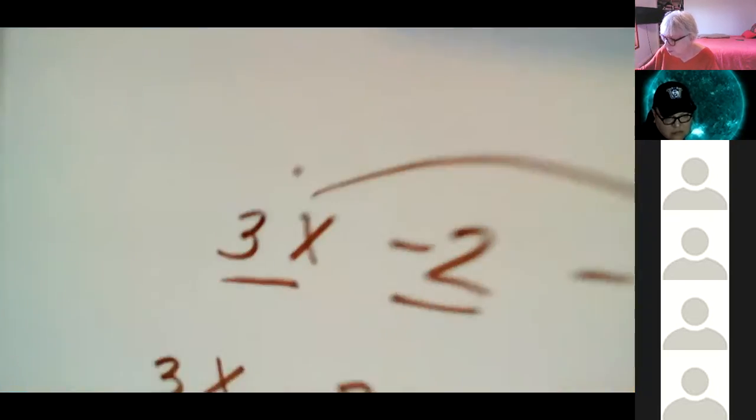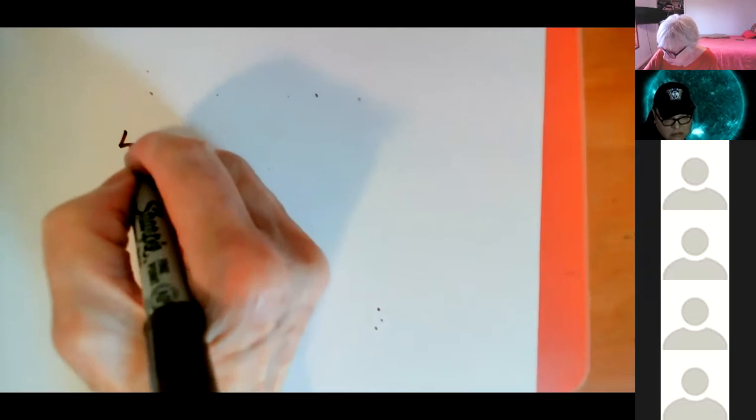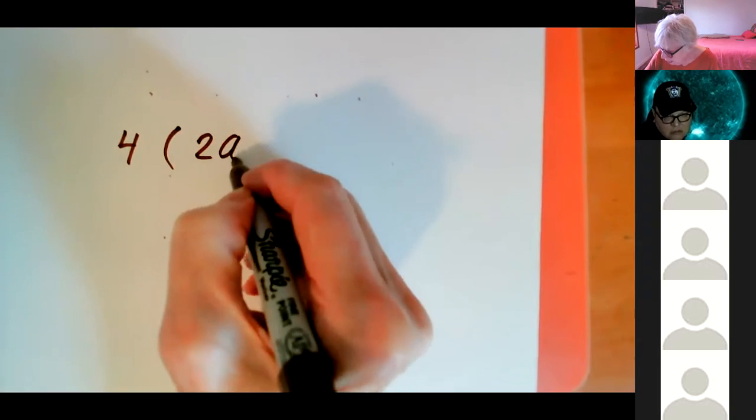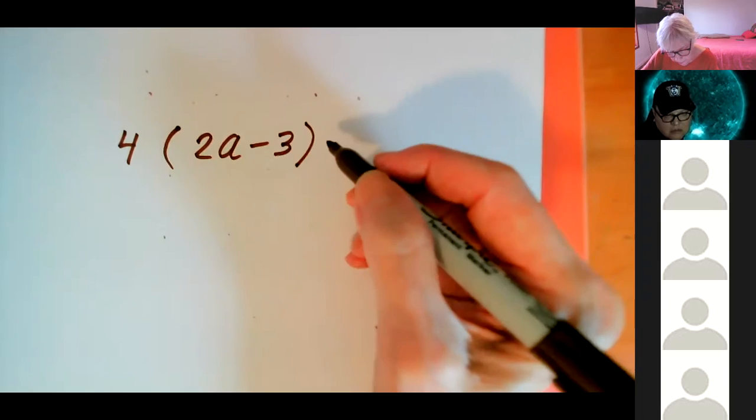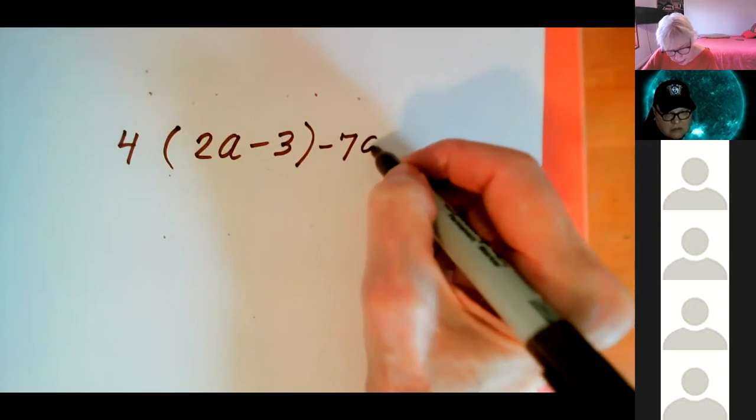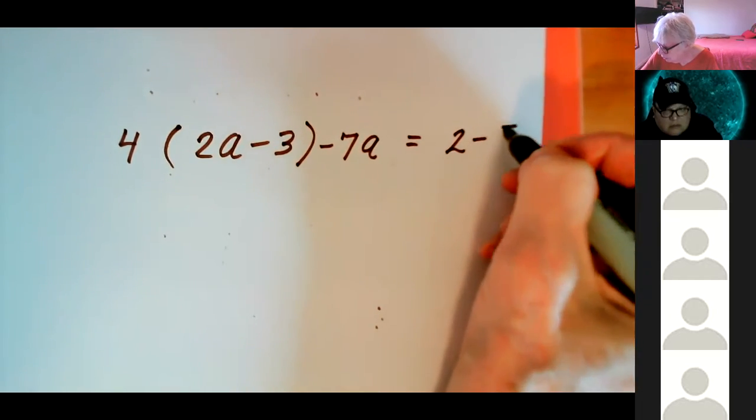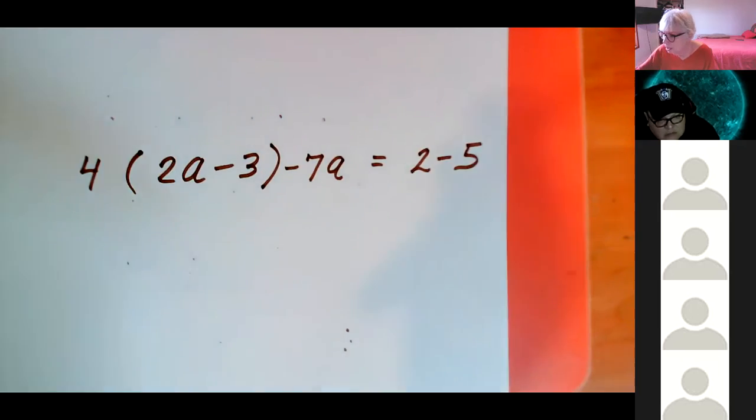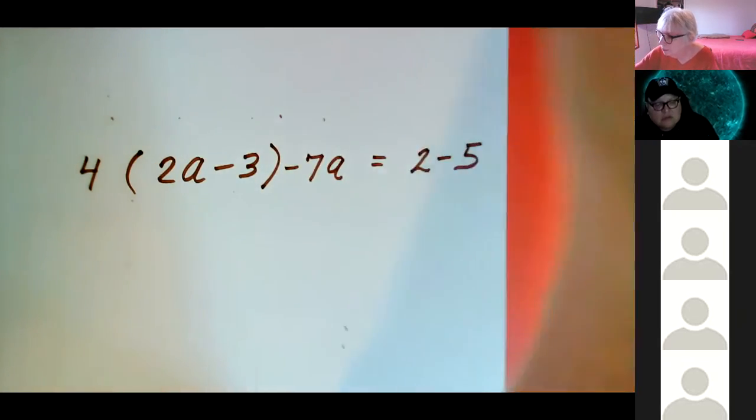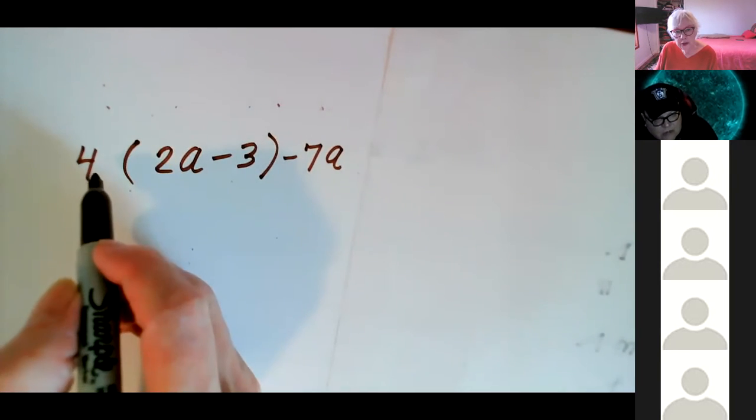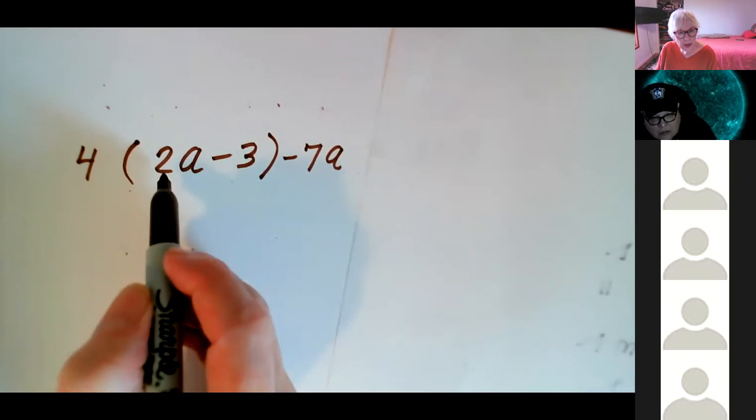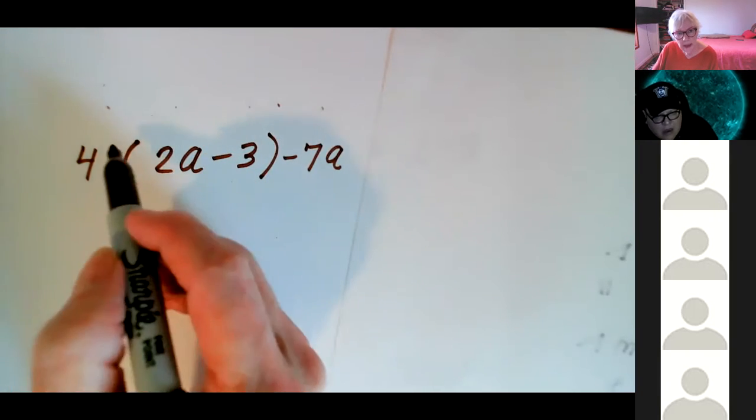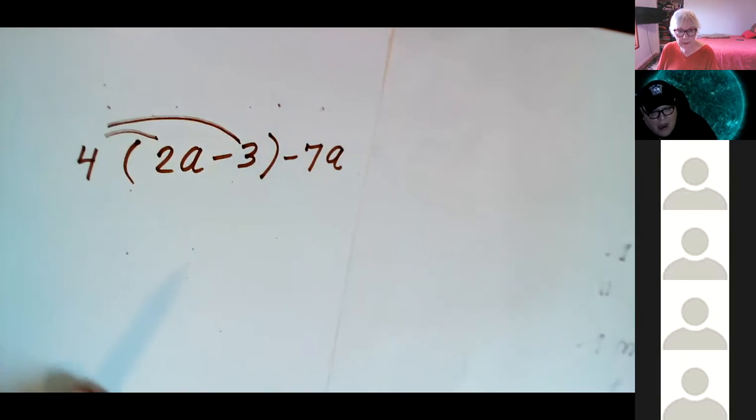I have one more. 4, parentheses, 2a minus 3. Oh my, subtract 7a equals 2 minus 5. Maybe I got it too hard. Well, I'd call that a mess. What would you call it? So what you're going to do, you're not going to call it anything. We're going to deal with this side. And the first thing, we can't put these together because this is an A term and that's a plain number. The best we can do is distribute.